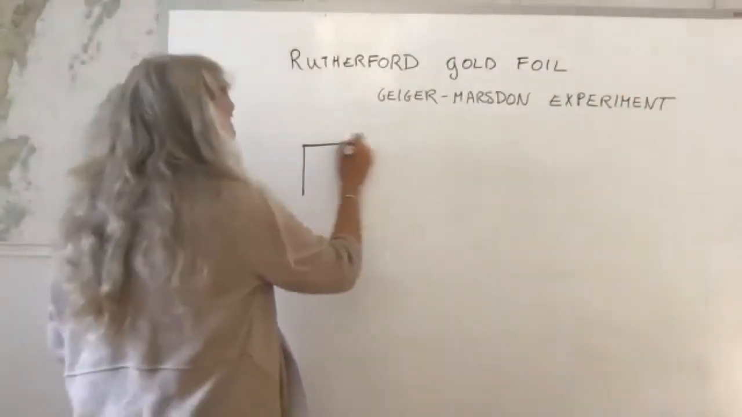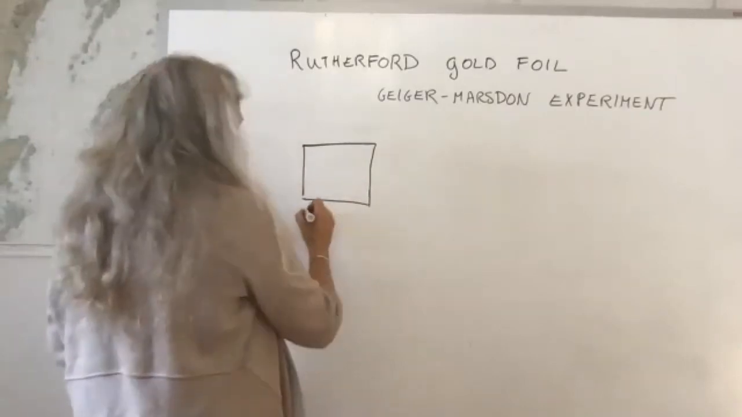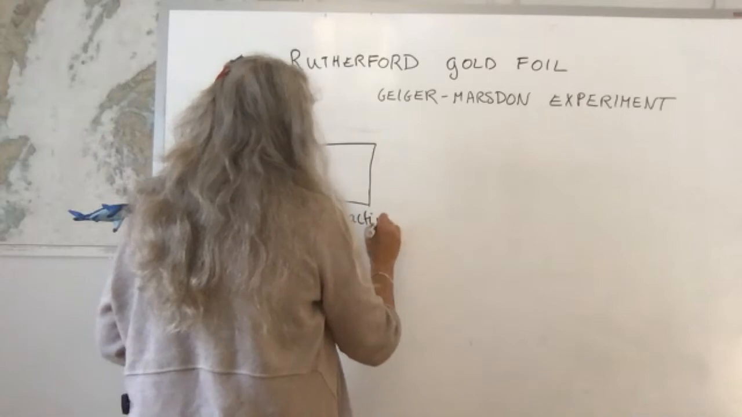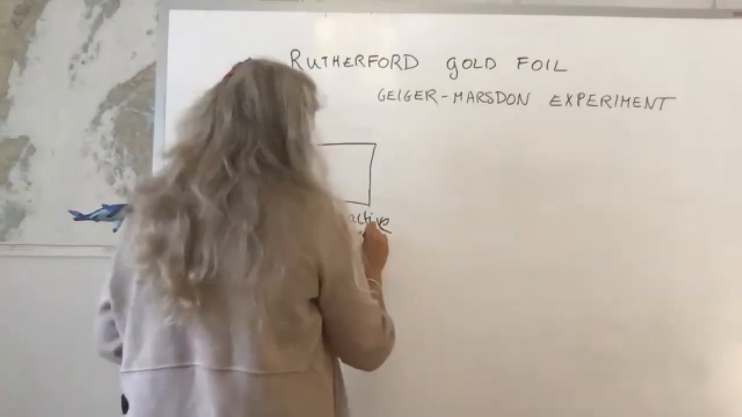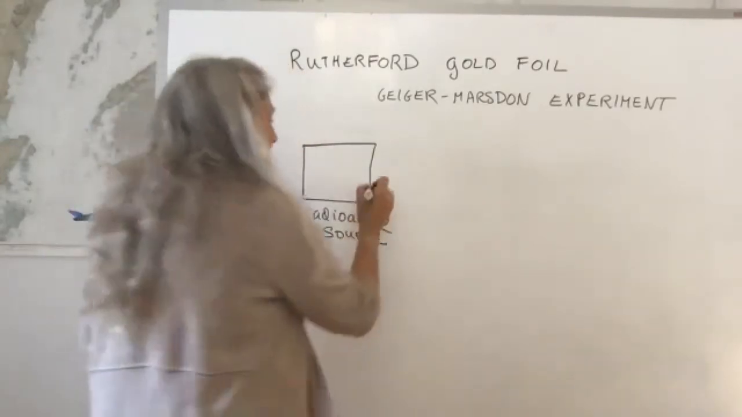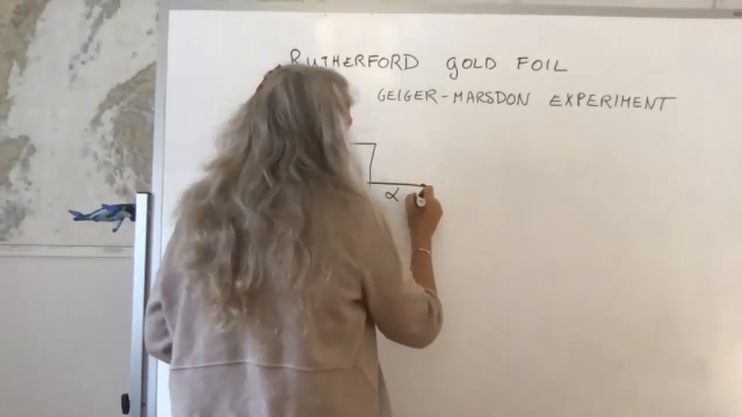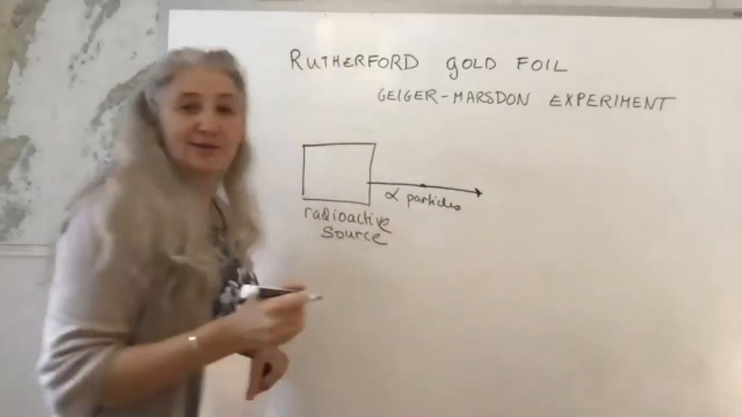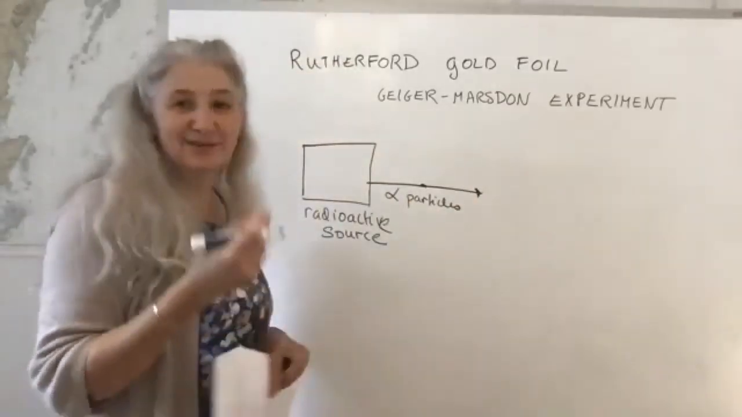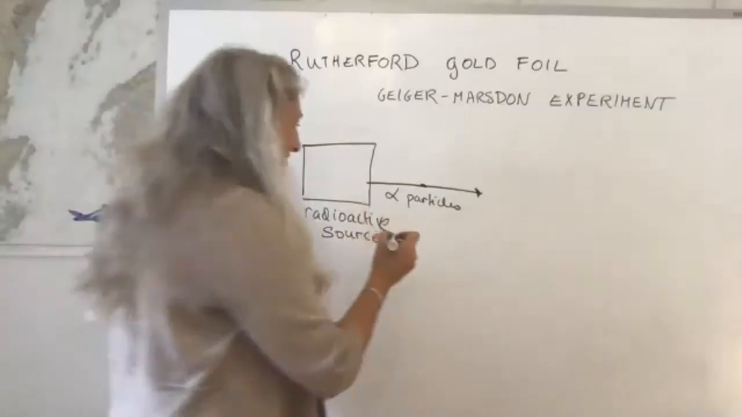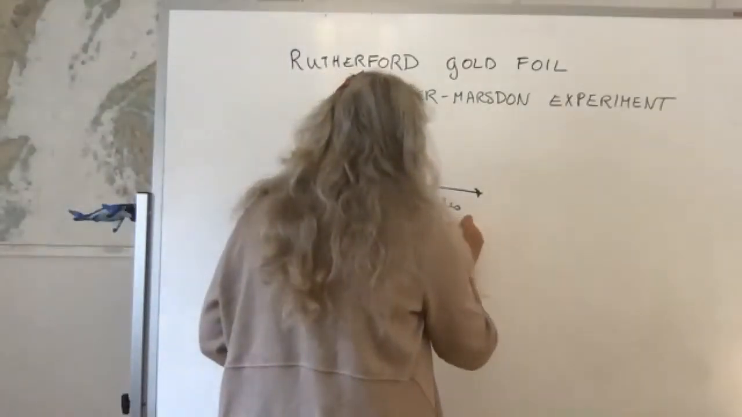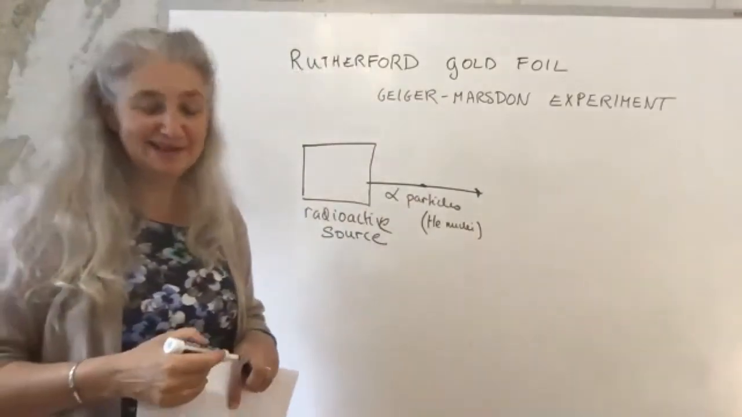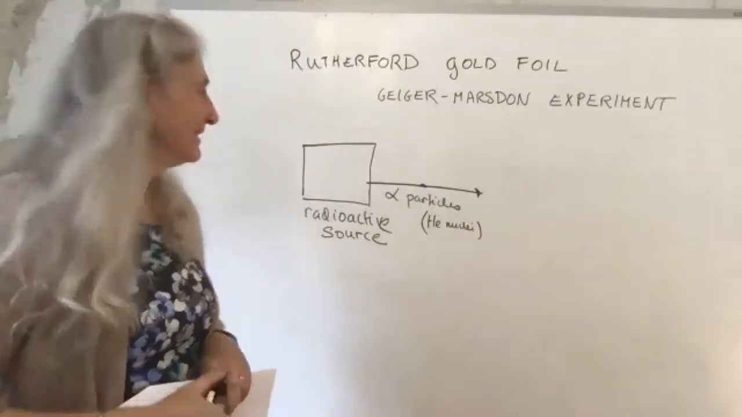So what's the experiment? The experiment is you start with a radioactive source, and what's coming out of this source are alpha particles. Alpha particles are helium nuclei, so 2 protons and 2 neutrons. There are radioactive materials that spit out alpha particles.